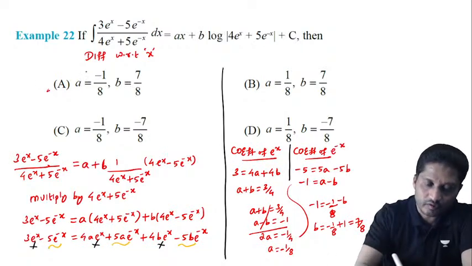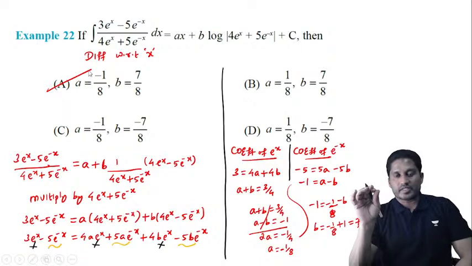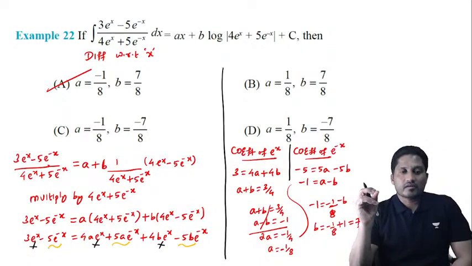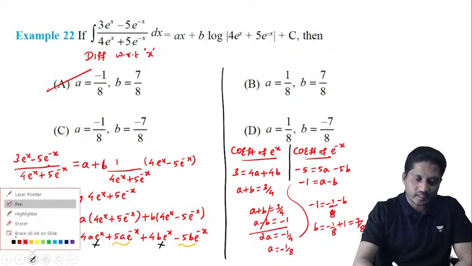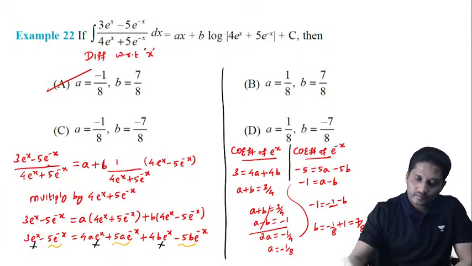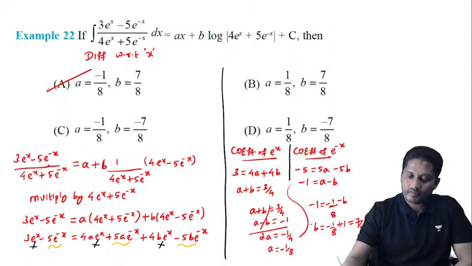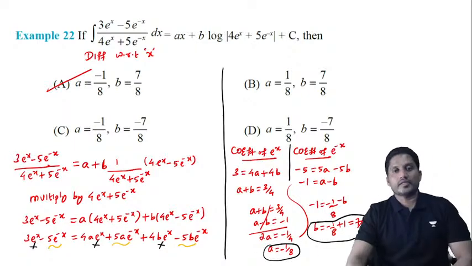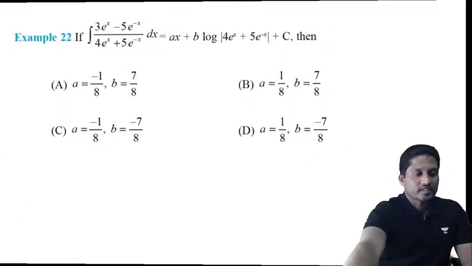Answer is option A. Hope you understand, guys. The simple question, simple technique I used. I differentiated throughout with respect to x, and then I equated the coefficient of e power x and equated the coefficient of e power minus x. I got two equations and I solved, and I got the values of a and b. Alright, a will be equal to minus 1 by 8 and b is equal to plus 7 by 8. First option only. Let's move to the next question.